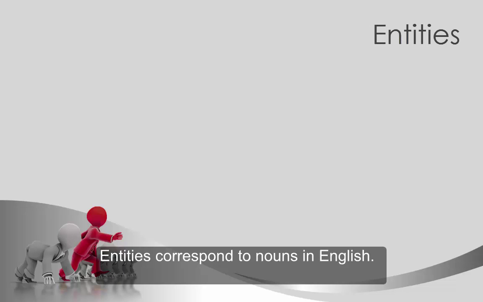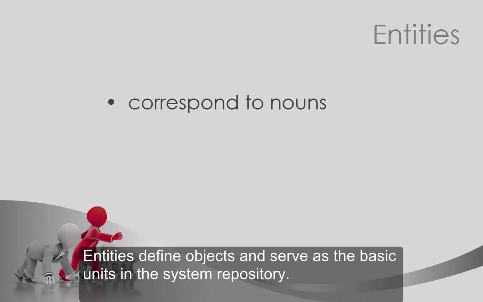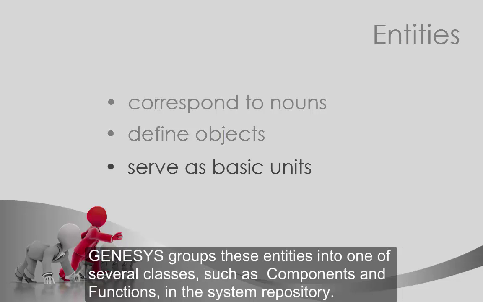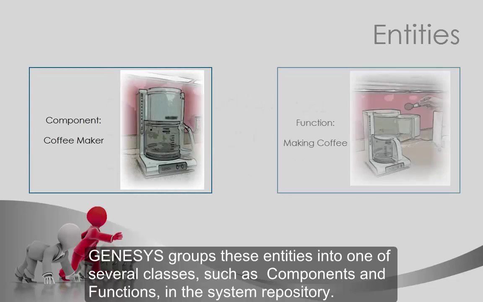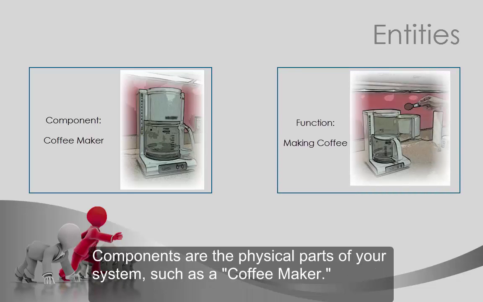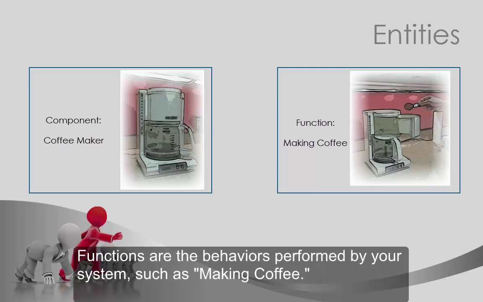Entities correspond to nouns in English. Entities define objects and serve as the basic units in the system repository. GENESYS groups these entities into one of several classes, such as components and functions, in the system repository. Components are the physical parts of your system, such as a coffee maker. Functions are the behaviors performed by your system, such as making coffee.